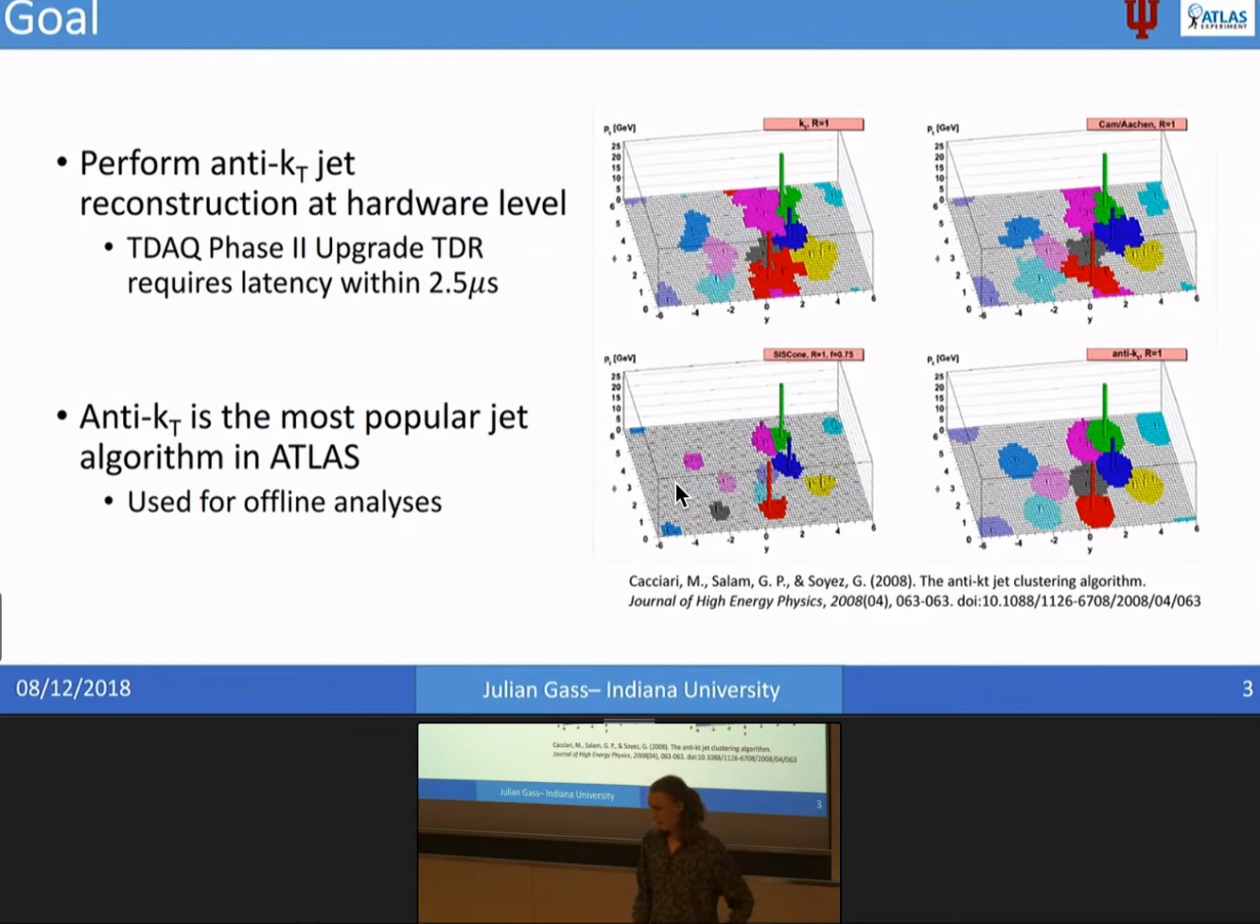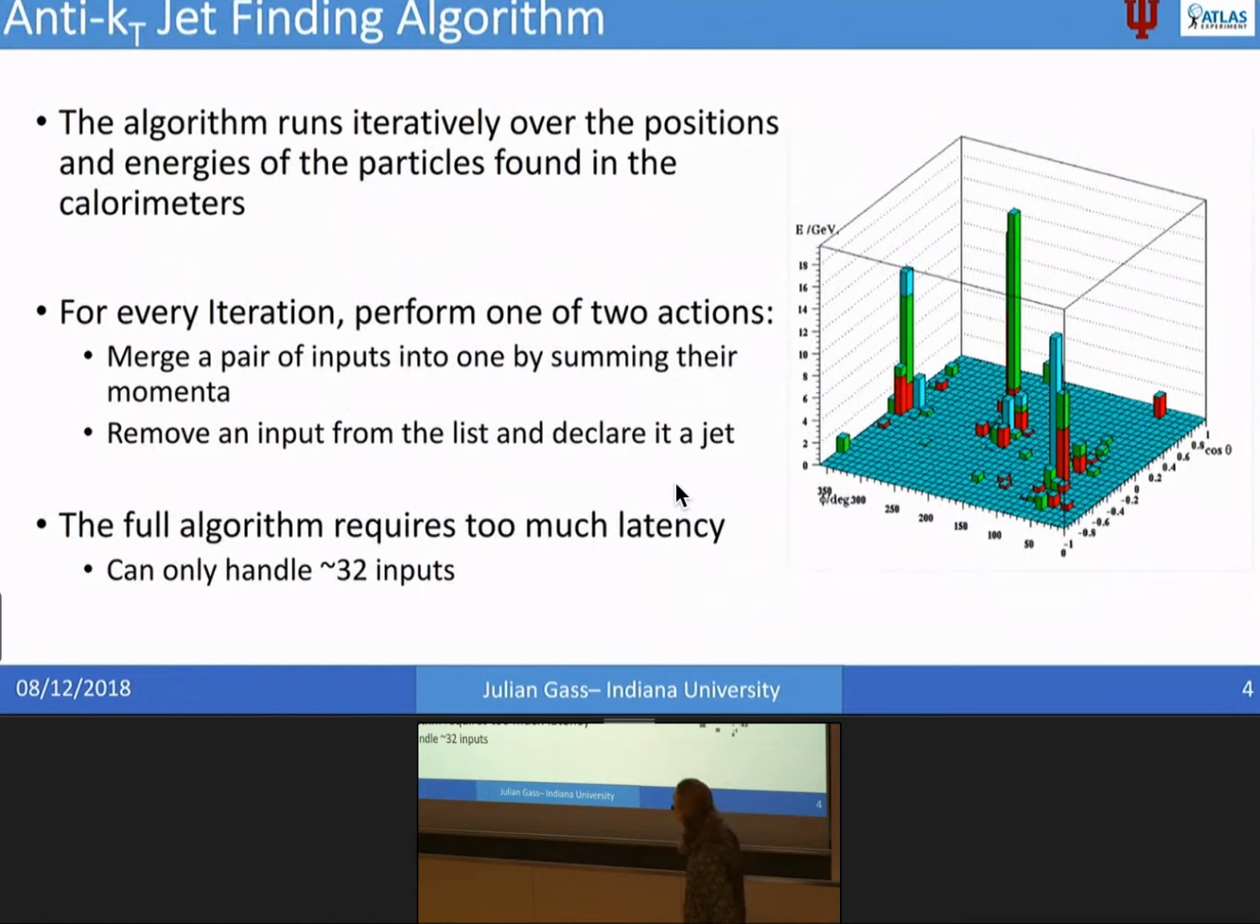So we want to be able to perform the anti-KT algorithm within a latency of 2.5 microseconds, which is a bit difficult because, as you can see here, the algorithm is iterative. In every iteration, it would either decide to merge a pair of inputs that it was given, or find an input that is isolated and remove it and declare it a jet. So this means that if there are n particles in the collision detected, then you need n steps to actually cluster them all with the anti-KT algorithm.